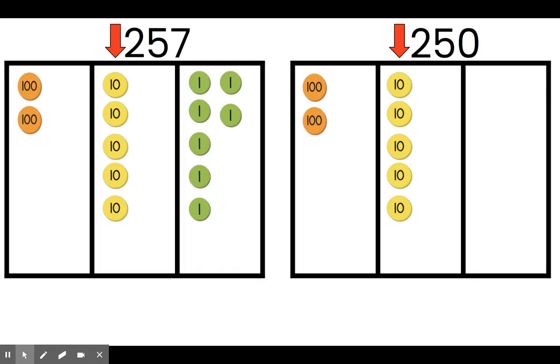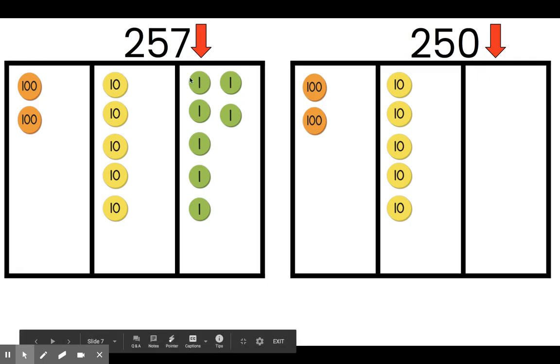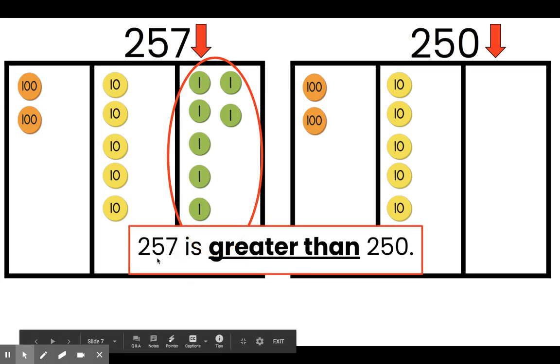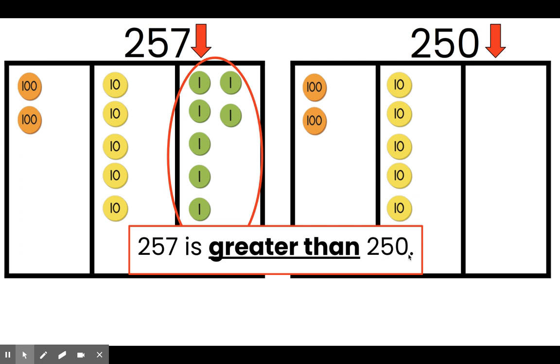Let's move to the tens place value spot. In 257, there are 5 groups of 10. In 250, there are 5 groups of 10. These two numbers are equivalent or equal in that sense. They both have 5 groups of 10. We still can't tell which number is greatest by stopping there. Let's go to the next unit, which would be our ones. 257 has 7 ones. 250 has 0 additional ones. That group of 7 ones increases the value of 257 and makes it greater than 250. We would say 257 is greater than 250.